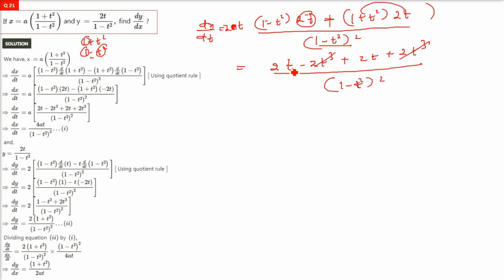Denominator (1 minus t square) whole square. A, I am not writing right now. A is already there. So 2t and 2t is 4t, and then we have a, 4at, denominator (1 minus t square) whole square. This is dx by dt.